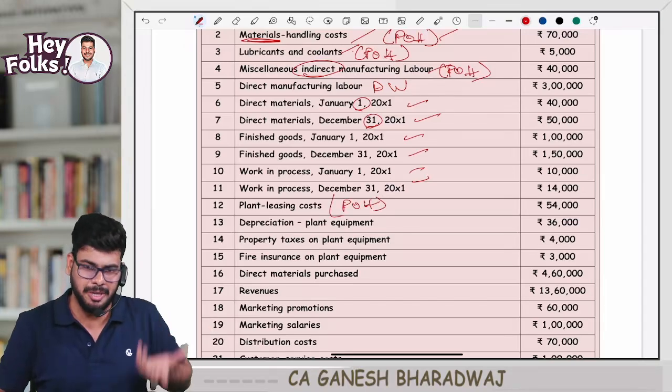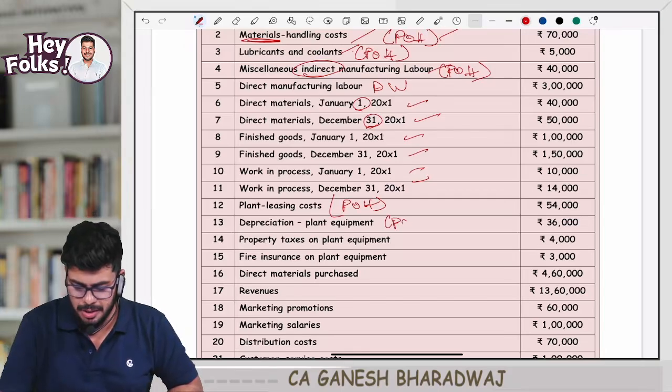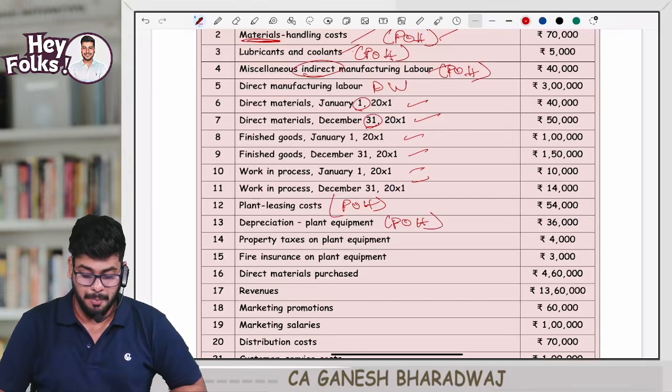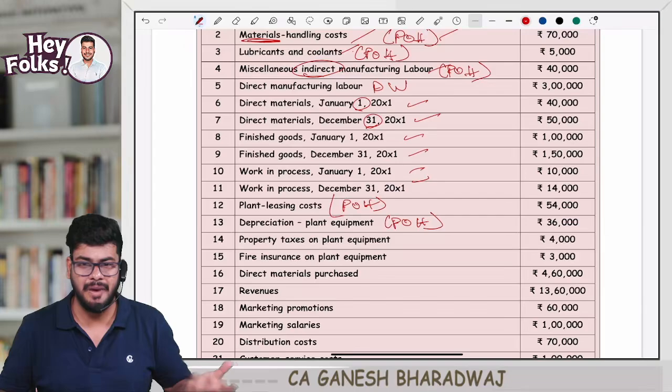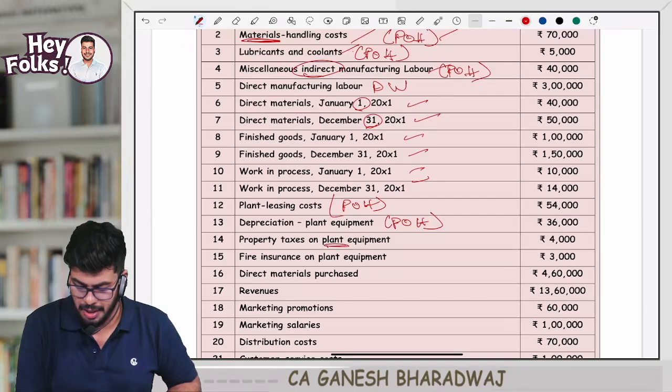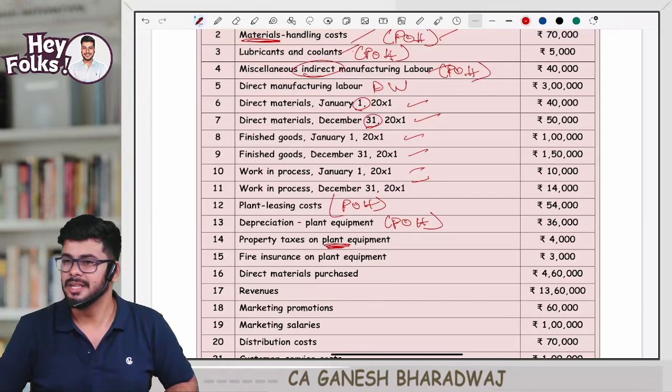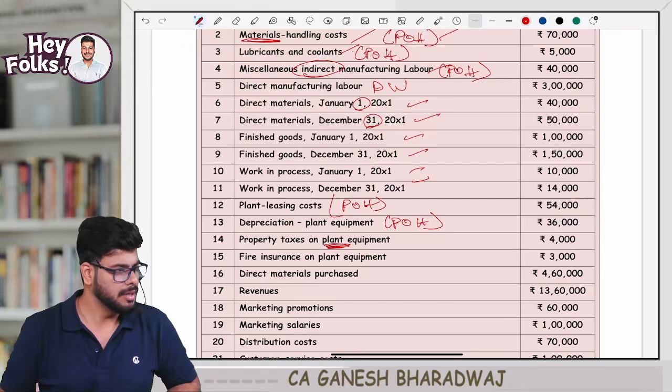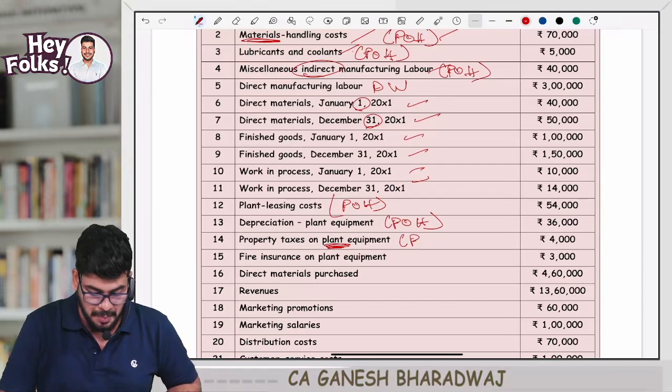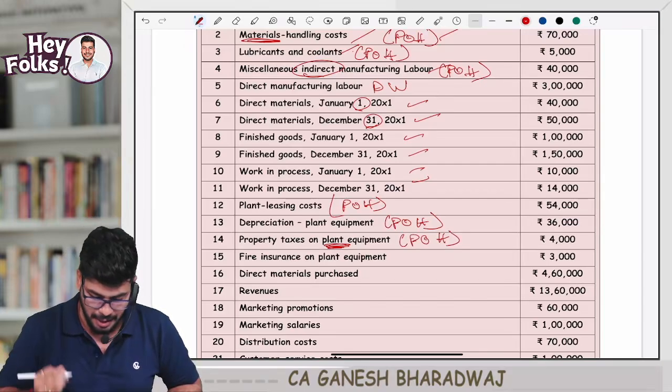Next, depreciation on plant equipment. Some machines I have purchased on my own. On that the depreciation comes under POH. Property taxes paid on plant equipment. Where will you incur it? Factory. This is on plant equipment, so it's a factory cost. Direct or indirect? Indirect in nature. Where does it come under? POH. Are you all able to understand?